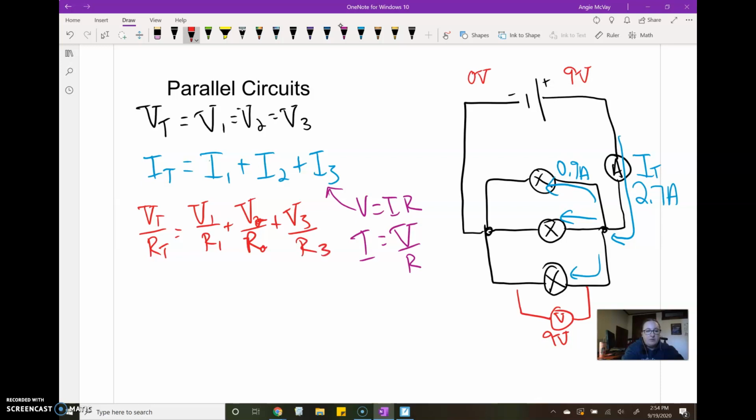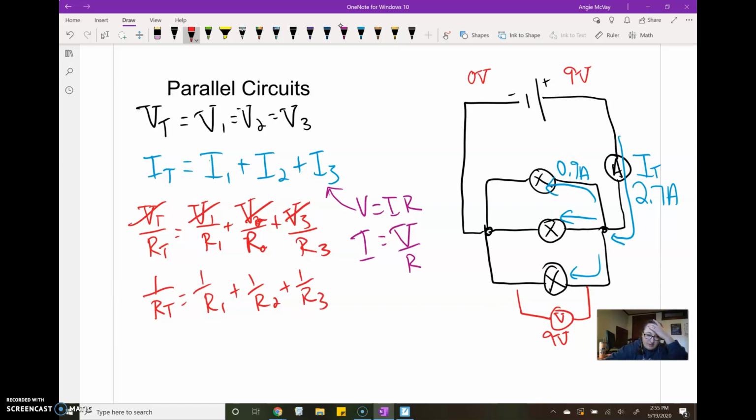Now, what do we know about the voltage in parallel circuits? They're all the same, right? So that means these voltages cancel out. Now, be careful because we don't get R total equals R1 plus R2 plus R3. All of these resistances are in denominators. When we cancel things out, they're replaced by a 1. So really what we've got is 1 over R total equals 1 over R1 plus 1 over R2 plus 1 over R3.